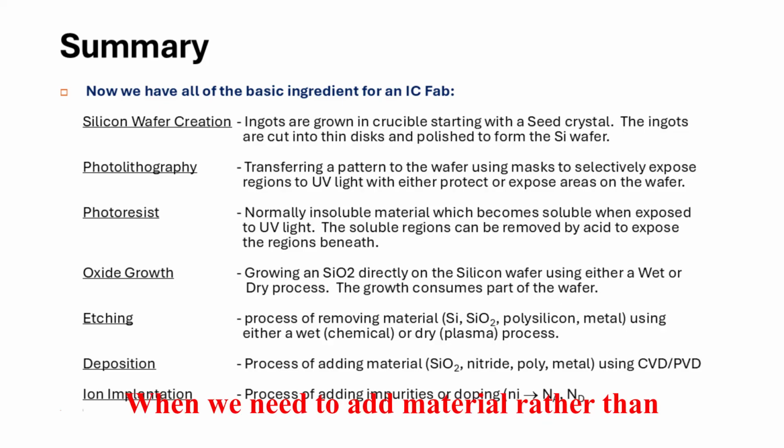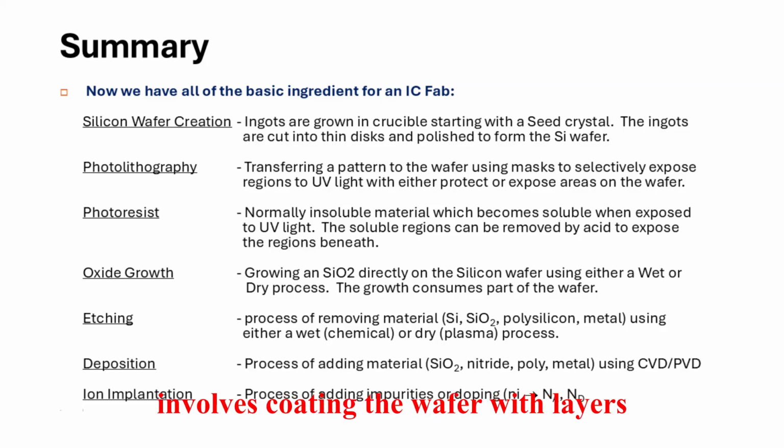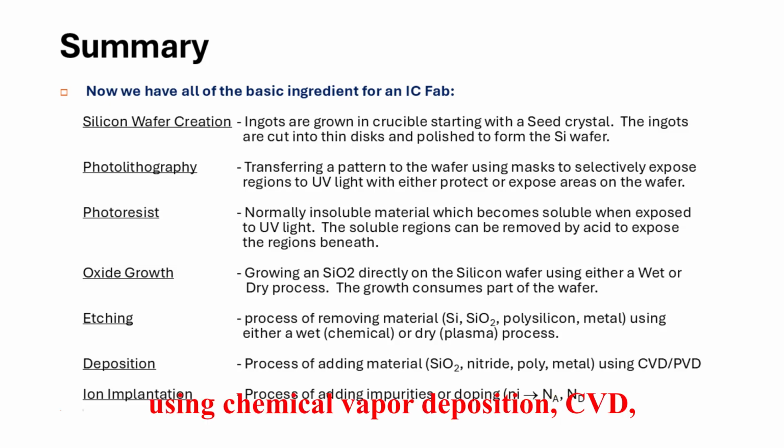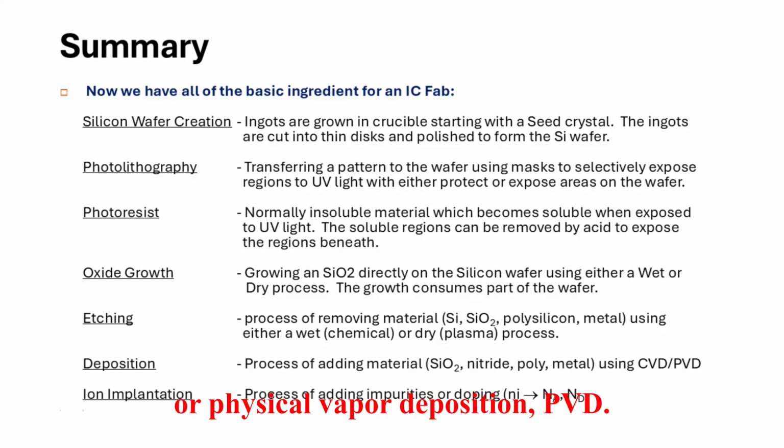When we need to add material rather than remove it, we use deposition. This involves coating the wafer with layers such as silicon dioxide, silicon nitride, polysilicon, or metals, typically using chemical vapor deposition, CVD, or physical vapor deposition, PVD.